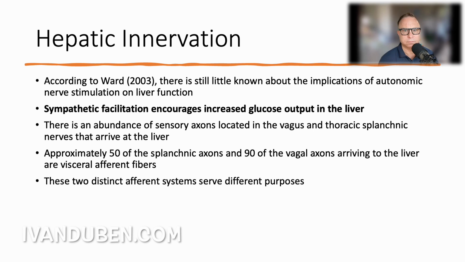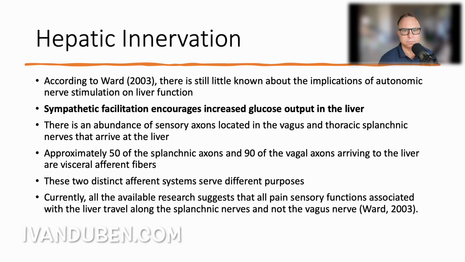These two distinct afferent systems serve different purposes. Currently, all available research suggests that all pain sensory functions associated with the liver travel along the splanchnic nerve and not the vagus nerve.